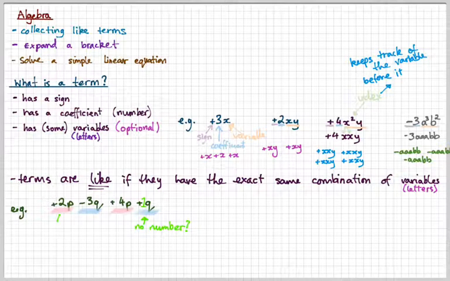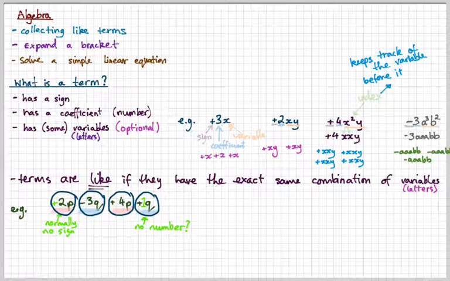This plus 2p at the front, you'll often see it with no sign. Okay, so often it's just written as 2p. There is still a positive sign there, we just choose not to write it again because we're lazy. Okay, so now I'll circle these terms. And what I can do now is I can sort of move these terms around. As long as I keep the signs, keep the numbers, keep the letters together, I can move the terms around.